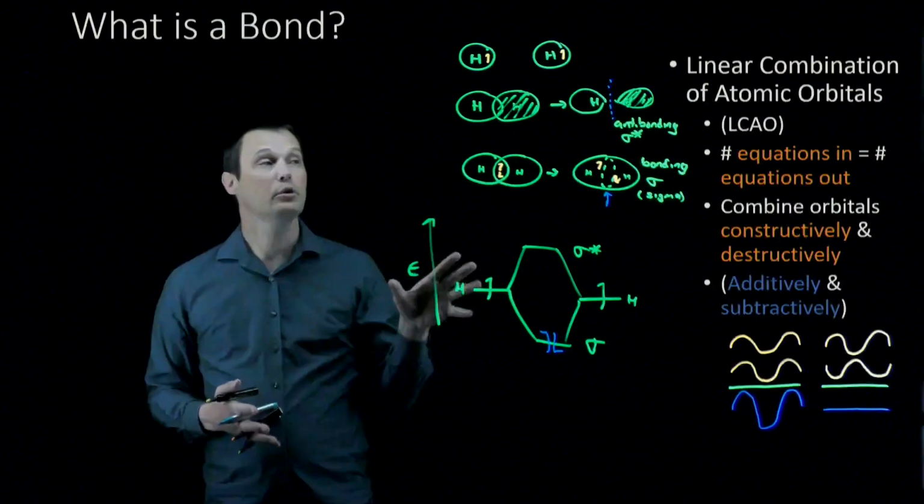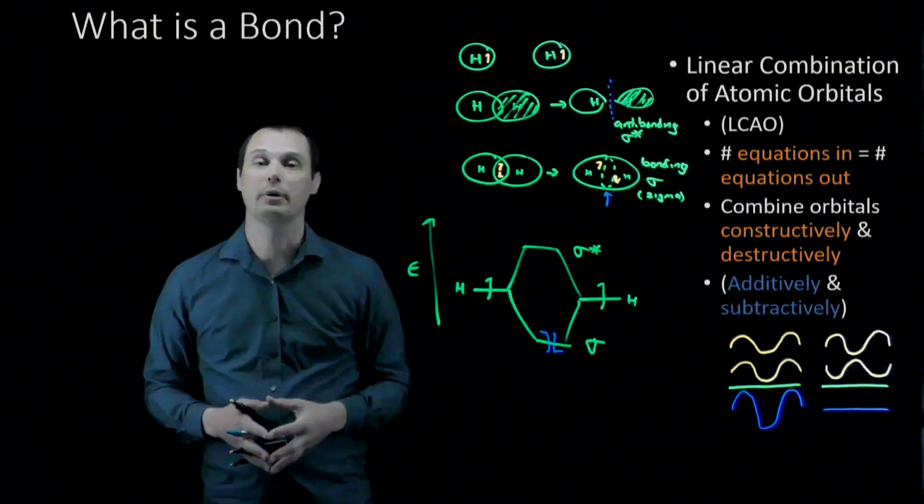We can do the same thing with p orbitals to make pi bonds, but I'll do that in a separate video, which I will link below.